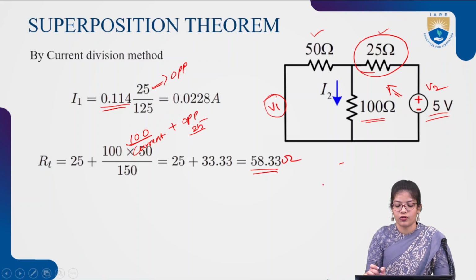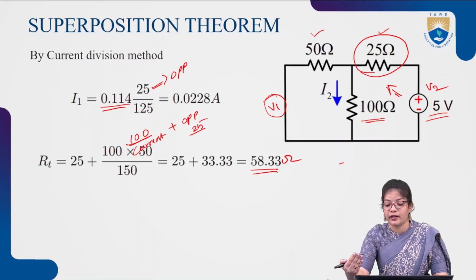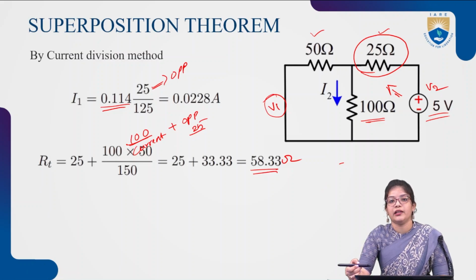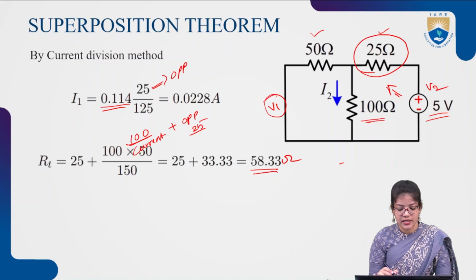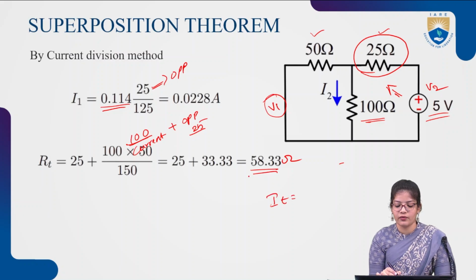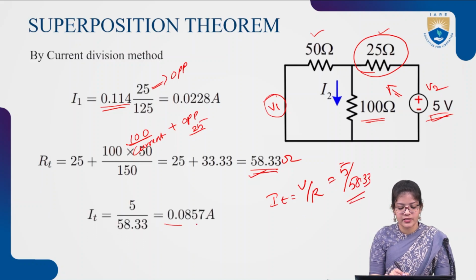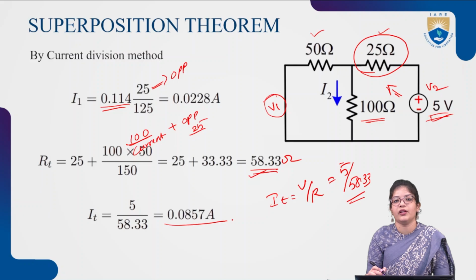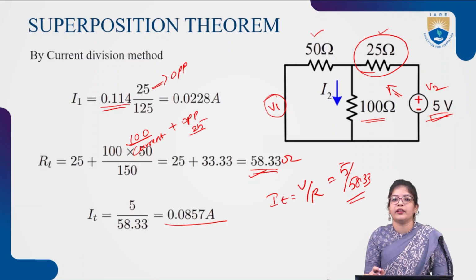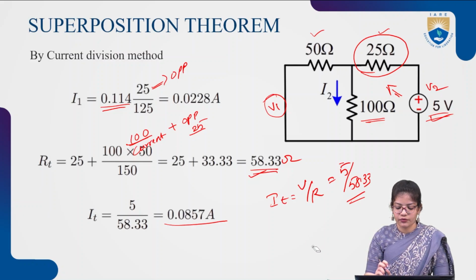Before applying current division rule, we have to calculate the total current. See, I total will be equal to V by R, since we know the value of resistance and the voltage, which will be 5 by 58.3. After solving this, we'll get the value as 0.0857 amperes. From this, we are going to apply current division rule and then calculate the value of I2.